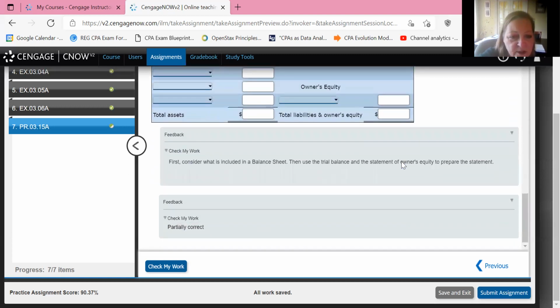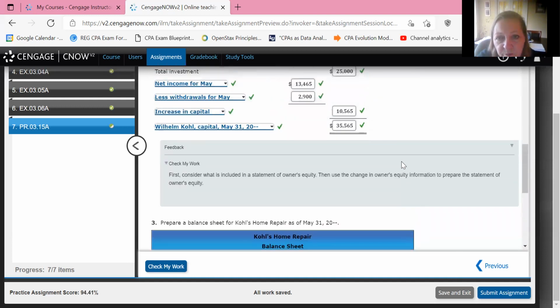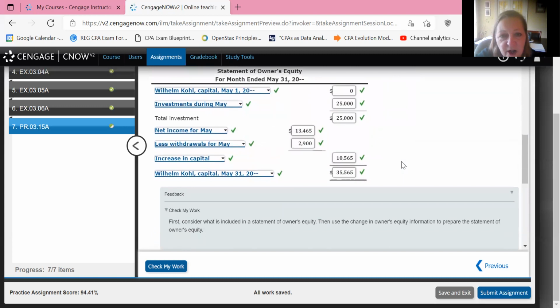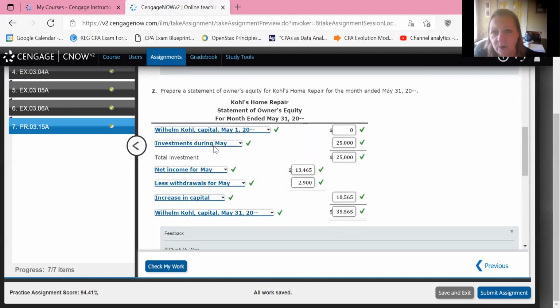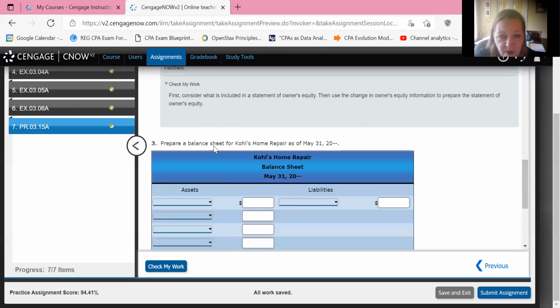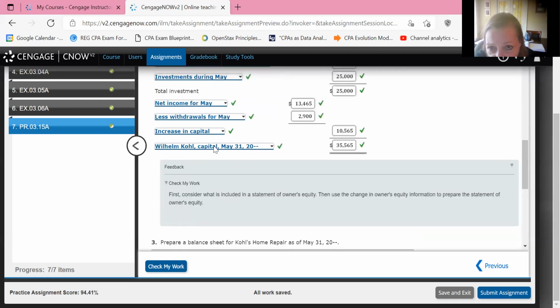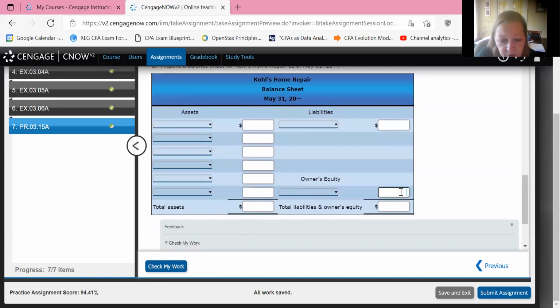So I don't know how many check my works I have on this available, but I guess I'll check and see. That one's good. All check marks. Again, statement of owner's equity would have the company name, then the words statement of owner's equity, then the period of time: for the month of, or if it's a week, for the week of. If it's a year, for the year of May 31st or December 31st of 2021, whatever period it's ending. Then from there, we take this equity amount, 35,565, and we drop it into our balance sheet as his equity, his capital.